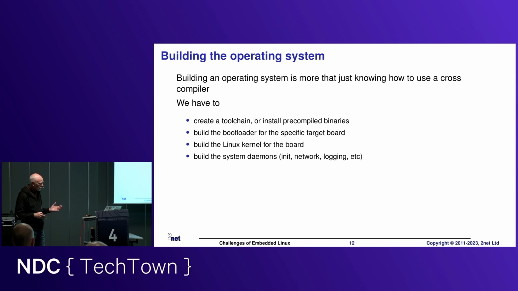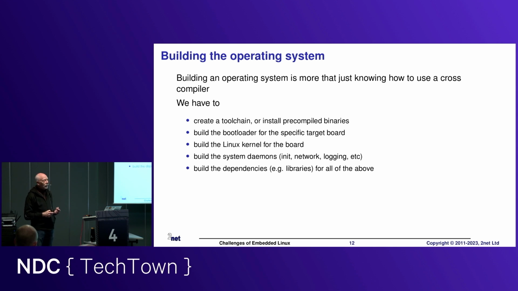Then when you've done all that, you need to build all the various daemons. So at the very least, you need an init daemon to start the whole thing off. And typically you need network daemons, login daemons, daemons for all kinds of things. The init daemon is typically systemd these days, but you can use other init daemons if you wish. And you need to build all the dependencies of all that stuff. So especially libraries, but also configuration files and scripts, all kinds of stuff needs to come together to make a working Linux operating system.